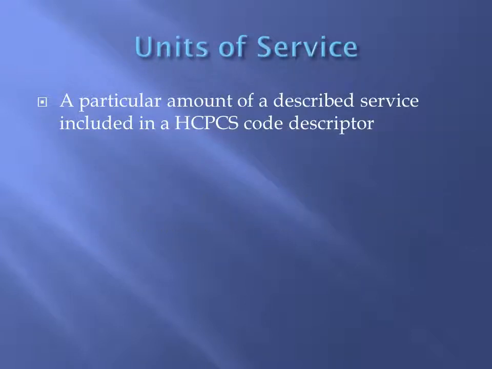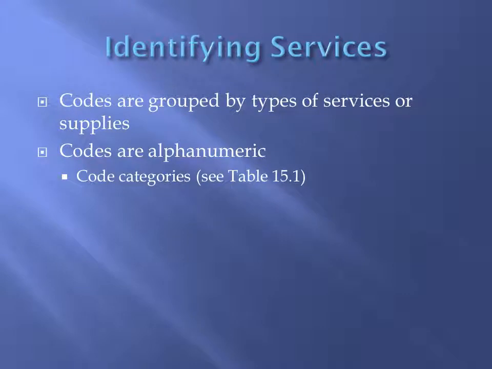Units of service. This is a particular amount of described services that are included in the HCPCS code descriptor. Identifying services. These are codes that are grouped by types of services or supplies. And codes are alphanumeric. For the code categories, see table 15.1.